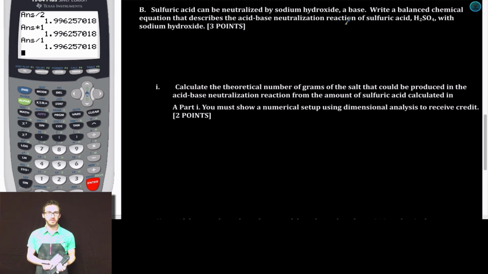Part B. Sulfuric acid can be neutralized by sodium hydroxide, a base. Write a balanced chemical equation that describes the acid-base neutralization reaction of sulfuric acid, H2SO4, with sodium hydroxide. Alright, we're reacting H2SO4 with sodium hydroxide.